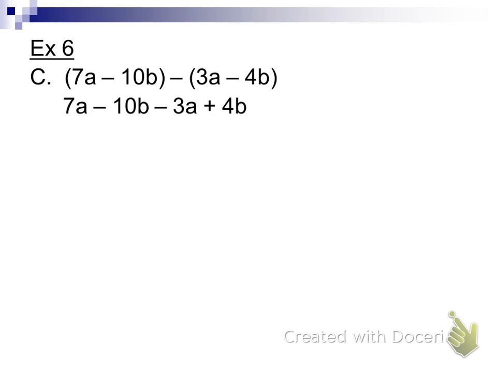All right, combine like terms. So the a's are going to go together. What's 7a minus 3a? 4a, good. And the b's are going to go together. Keep the negative with the 10. What's negative 10b plus 4? Very good. Questions?